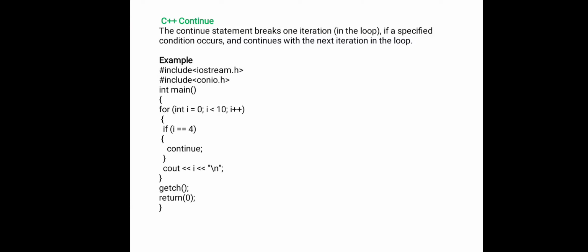The same code, just instead of break we have given continue. So see the output of this program: 0, 1, 2, 3. When the i value reaches 4, it will skip that statement. It won't print the i value and it continues from the next iteration, that is 5, 6, 7, 8, 9. In the break statement, it comes out completely and the program stops at that statement. Here it will skip the one iteration and continue from the next iteration.